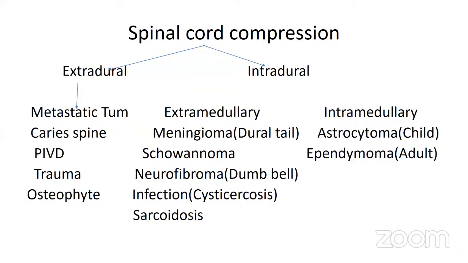As for intradural extramedullary, the most common is the meningioma, where on MRI we can see the dural tail, or the Schwannoma or neurofibroma. On MRI we will see the dumbbell-shaped tumor, which is the typical type of tumor that can lead to extradural compression. Other rare causes are infection or sarcoidosis.